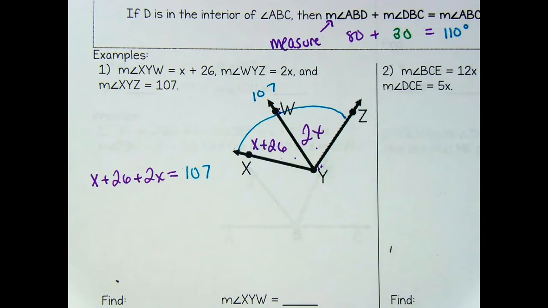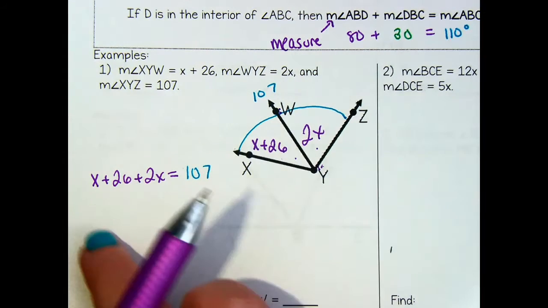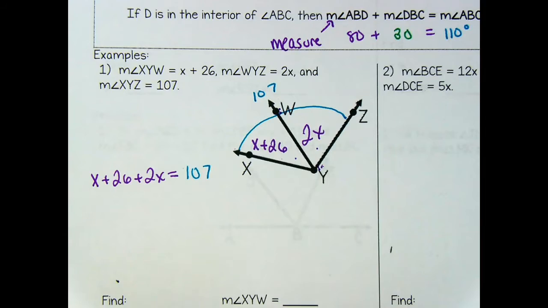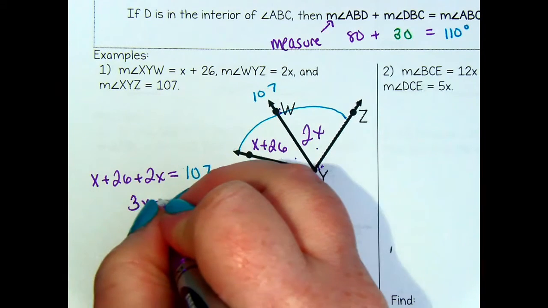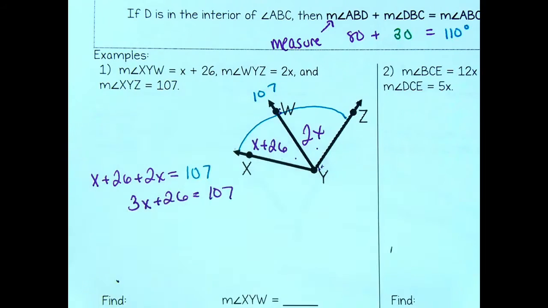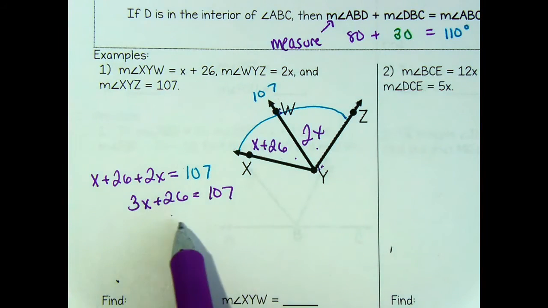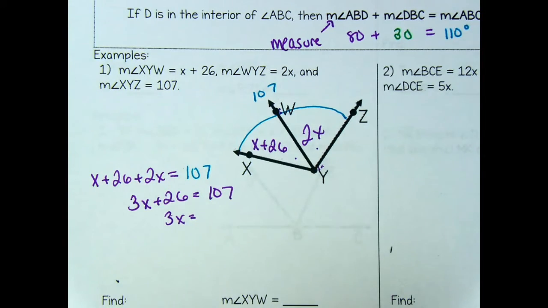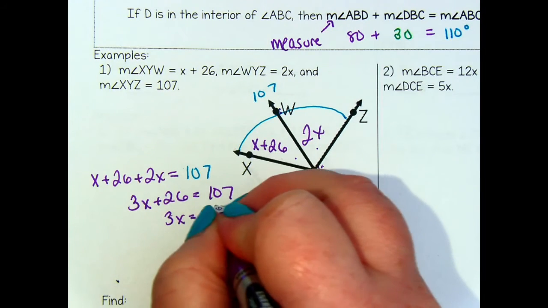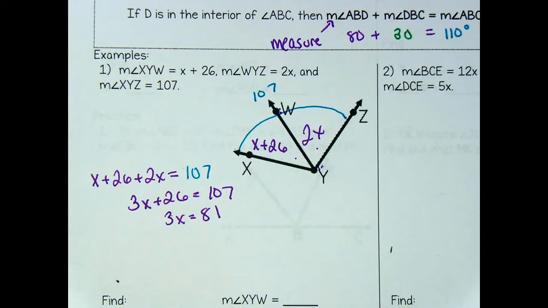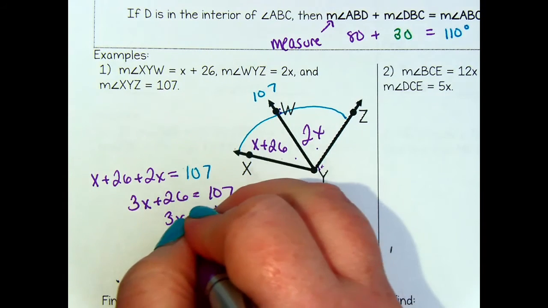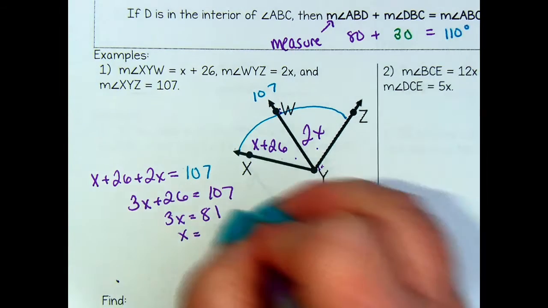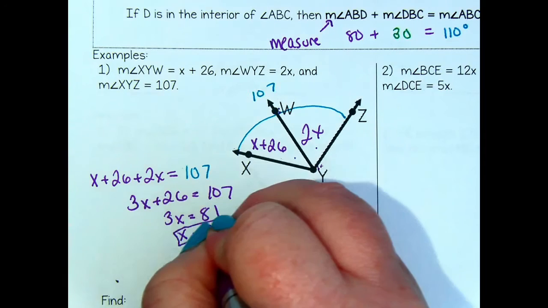So when people tell me that there's no work to show, there's work to show because you can label the picture and you can set up the equation. Now, because this is geometry, I don't want to say skip steps, but you don't have to label every step. If you know that you're subtracting 26 from both sides, you don't have to write minus 26. You can just subtract 26 and get 81. And you don't have to show the division bar to show that you're dividing by 3. You can just divide by 3 and get that x is equal to 27.